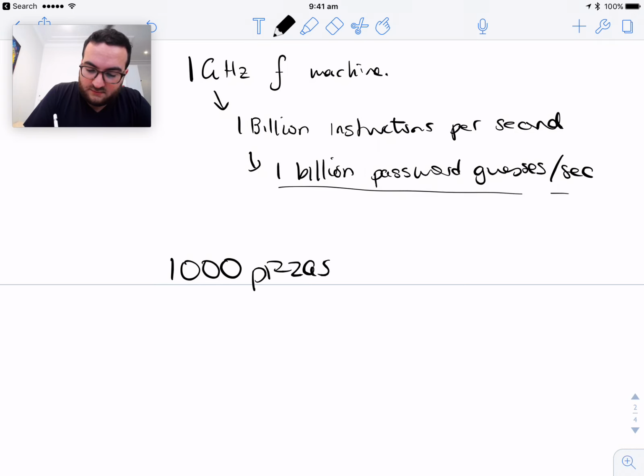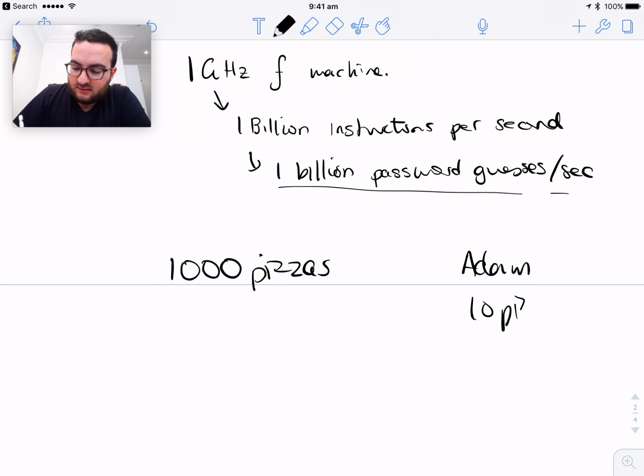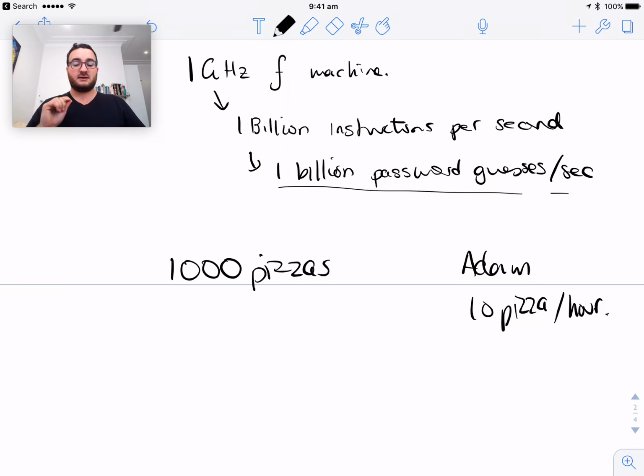Oh, I can't spell. And I, Adam, a very hungry person, can eat 10 pizzas an hour. I'm pretty hungry. So I'll just put me, Adam, 10 pizzas an hour. If I wanted to calculate how long it takes me to eat 1,000 pizzas? Well, that's easy.